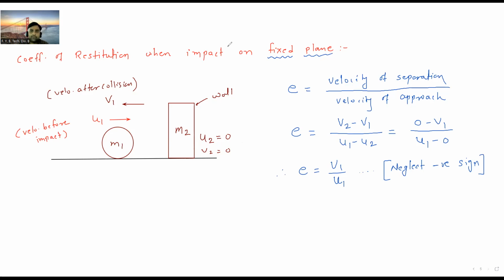Now I will tell you one more small concept, pay attention over here. We have already seen this in angular motion, still I will tell you. Suppose now this is a plane, and suppose here one ball is there. This ball is dropped, moving downward. Suppose it is dropped from height h. This is the height of drop, h.